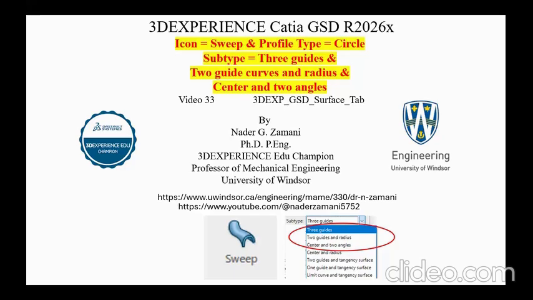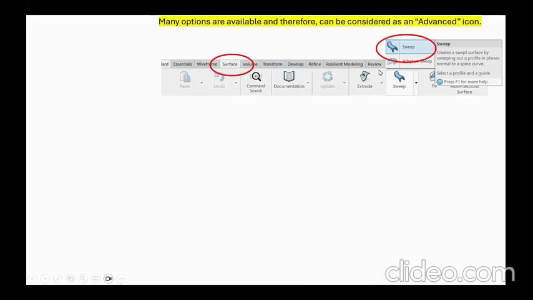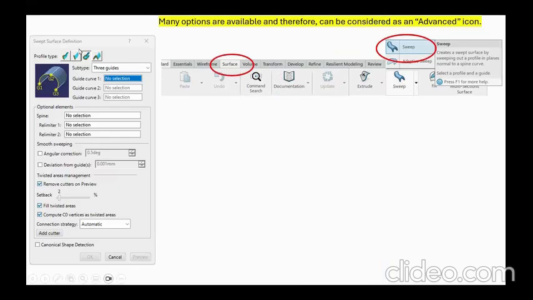Now, we're going to look at three possibilities within this profile type of circle, as you see below. When you click on the sweep icon, you get this dialog box. And notice that here we have the circle circled out right here. This was explicit, this was line, that we have already done videos for both of these.